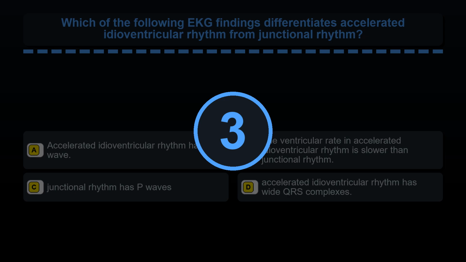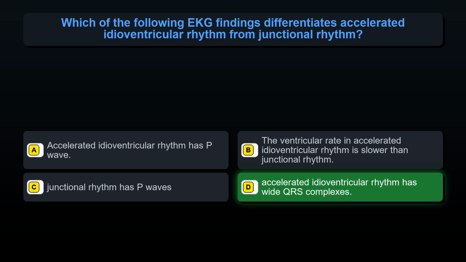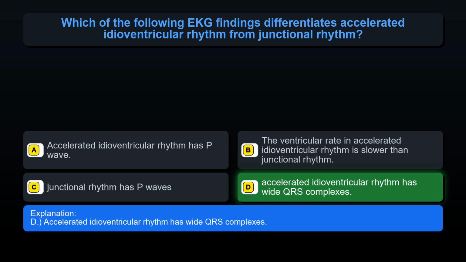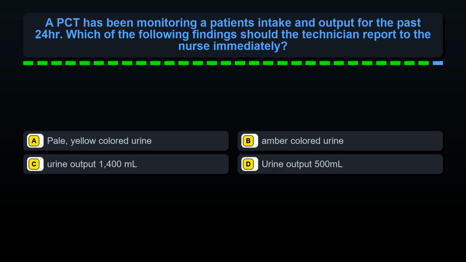The correct answer is option D, accelerated idioventricular rhythm has wide QRS complexes. Question 29. A PCT has been monitoring a patient's intake and output for the past 24 hours. Which of the following findings should the technician report to the nurse immediately?